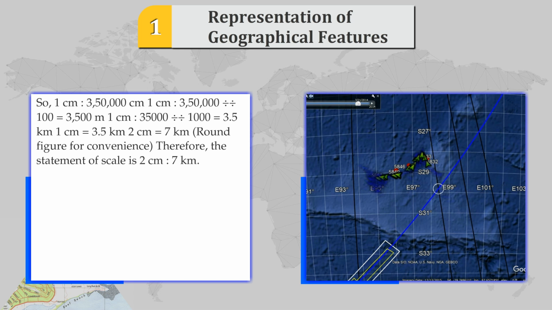1 centimeter ratio 3,50,000 centimeter divided by 100 equals 3,500 meter. 1 centimeter equals 3,500 divided by 1000 equals 3.5 kilometer. 1 centimeter equals 3.5 kilometer. 2 centimeter equals 7 kilometer. For round figure of convenience, therefore, the statement of scale is 2 centimeter ratio 7 kilometer.